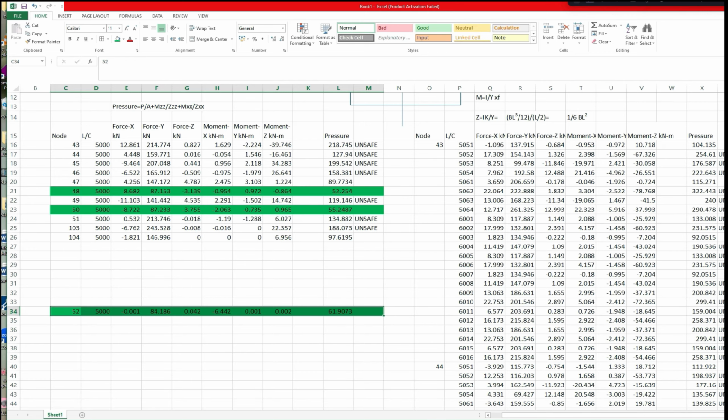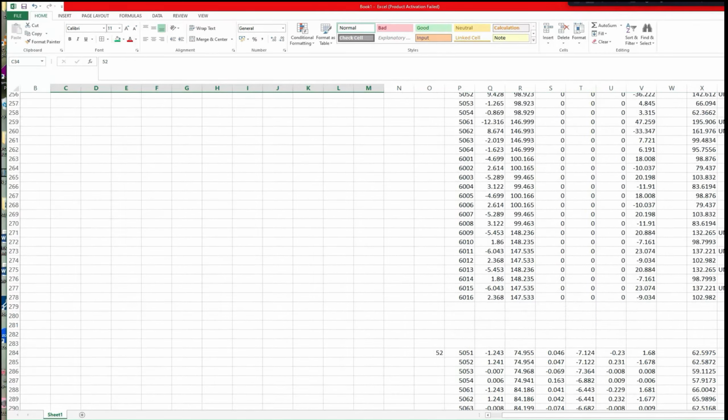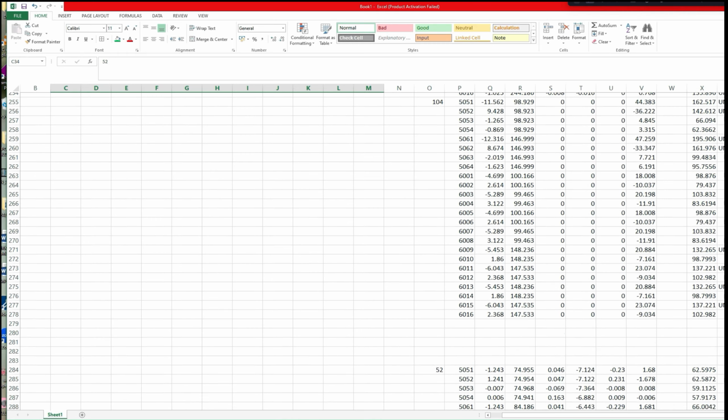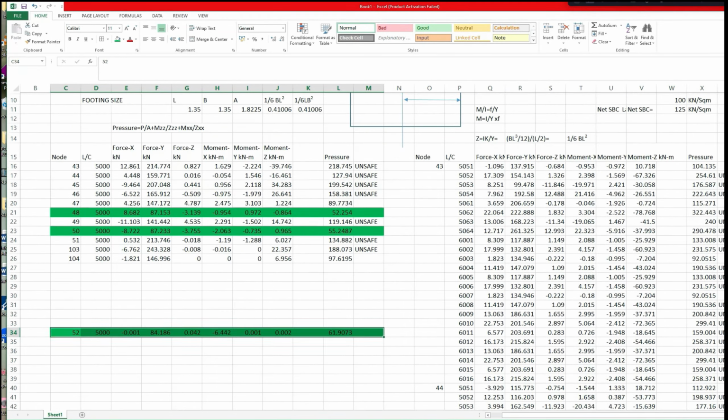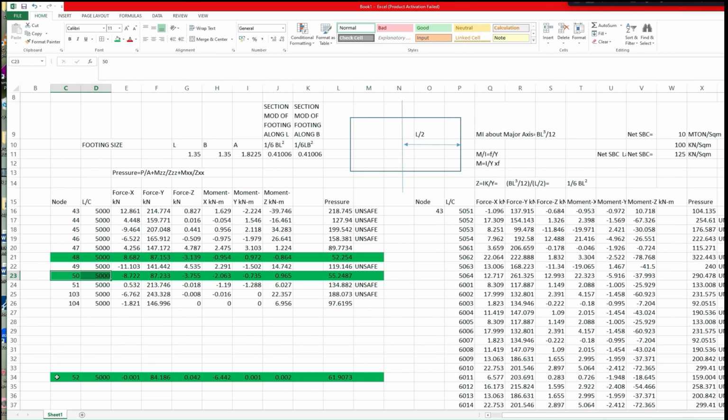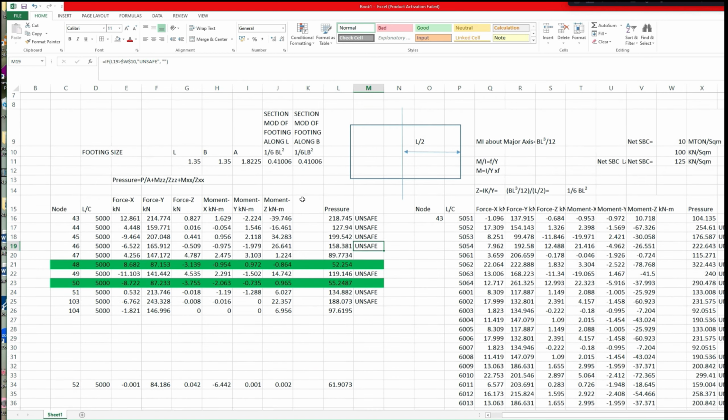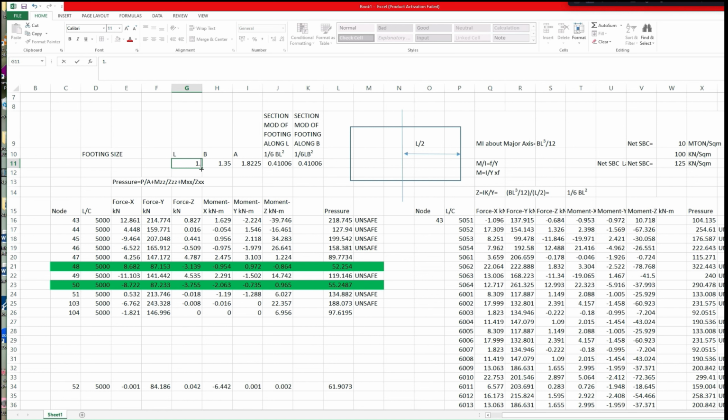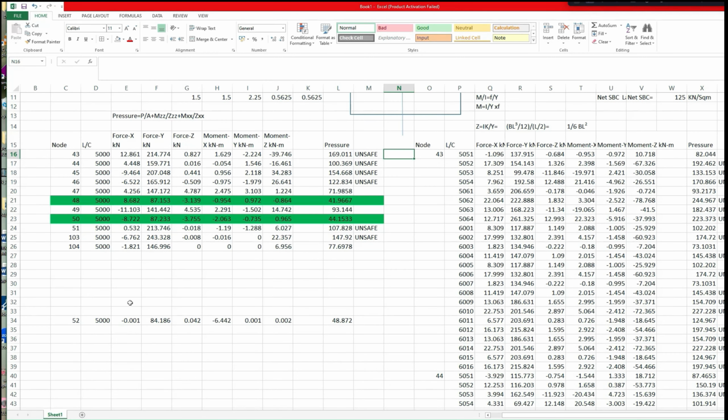Let us check in lateral load also. 52 is unsafe in 1.35. So we remove the color, no fill. So now let us change to 1.5 by 1.5. So we have now 47, 49 and 104 safe, and 52 is also safe.